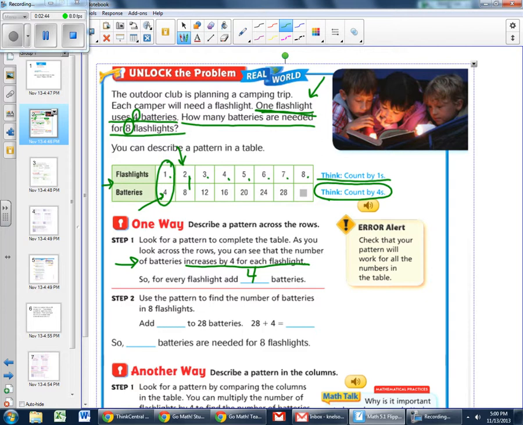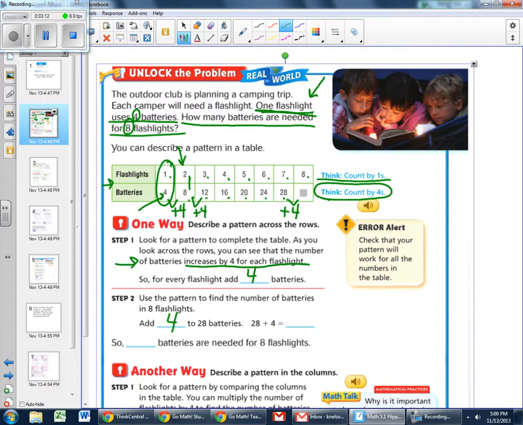Step 2, use the patterns to find the number of batteries in 8 flashlights. So here's our pattern. We're counting by 4s. 4, 8, 12, 16, 20, 24, 28. Each one of these is plus 4. So if we continue that pattern, we would just simply add 28 plus 4. So add 4 to 28 batteries.